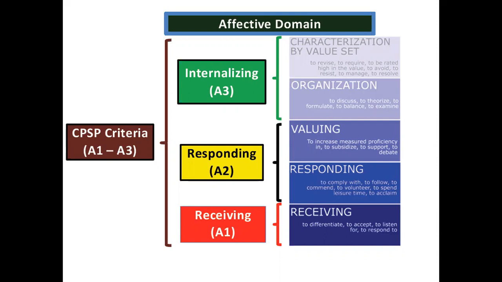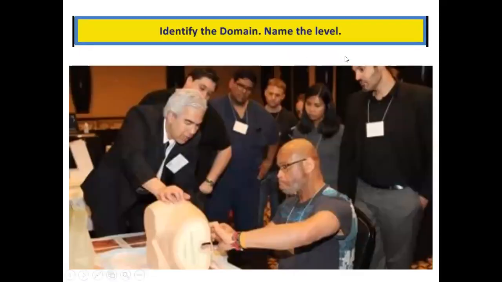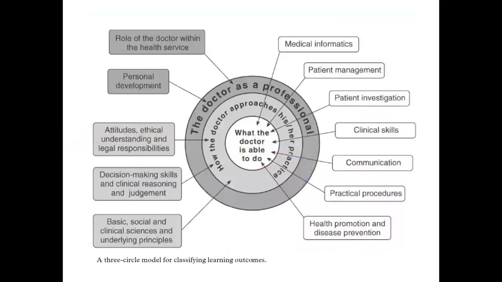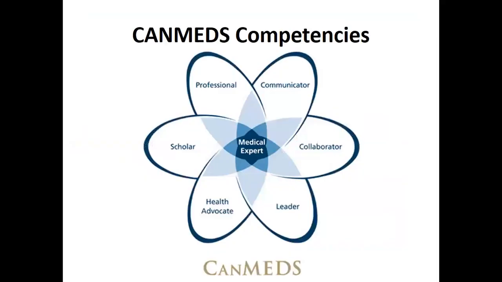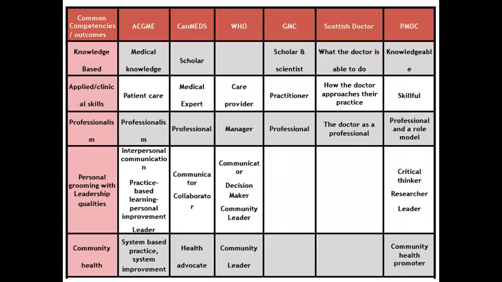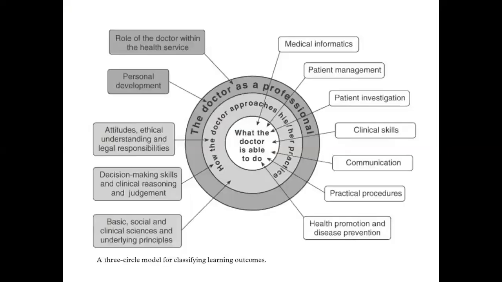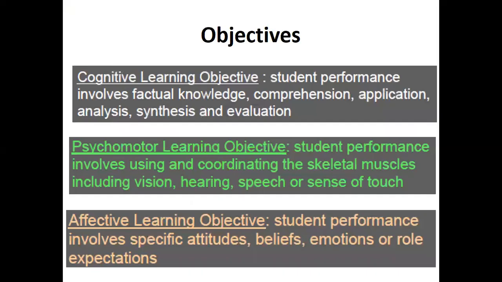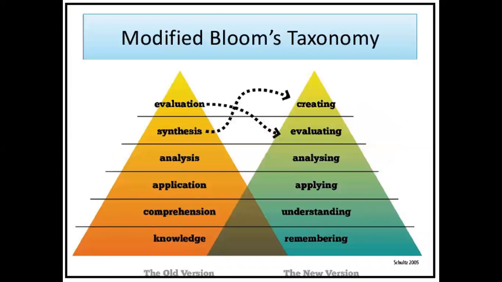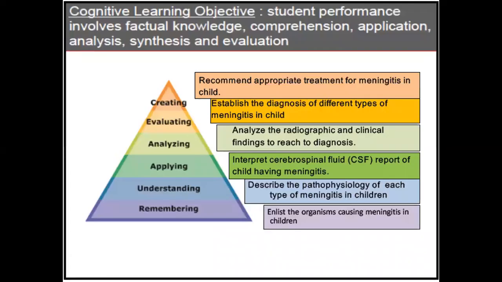In the previous lecture, we discussed the three domains of learning, and for that we discussed the difference between the objective, the goal, the competency, and the outcome. Then we discussed various competencies according to the various regulatory bodies around the world, and then we discussed the psychomotor domain as well as the cognitive domain, their levels, their subdomains, and elaborated them through an example of meningitis.